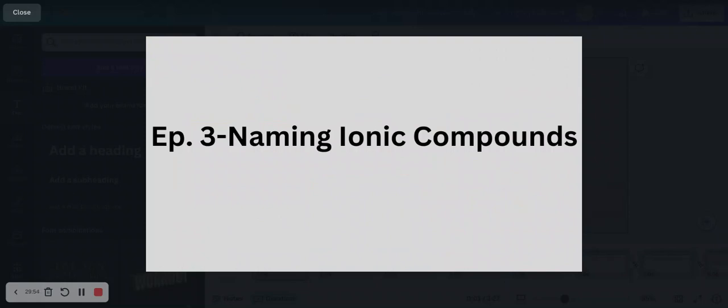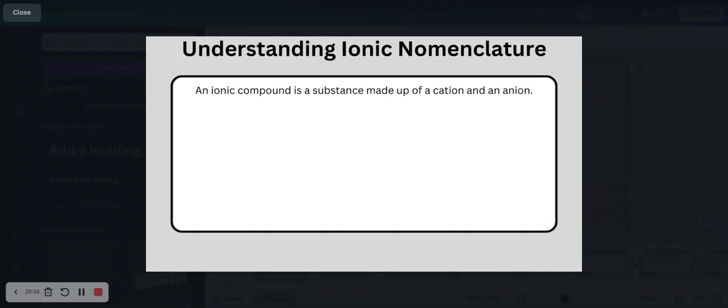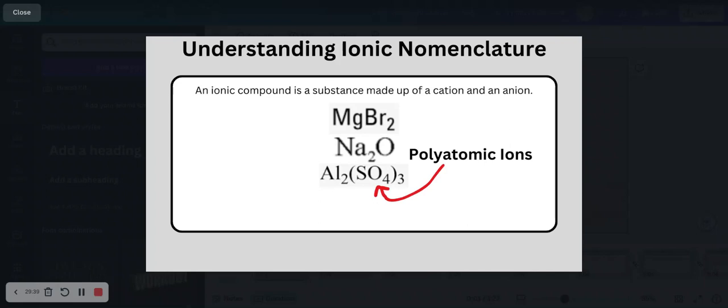This is episode 3. We're going to be naming ionic compounds. An ionic compound is a substance made up of a cation and an anion. These are all examples of ionic compounds. Also notice that ionic compounds can contain polyatomic ions within their formulas.